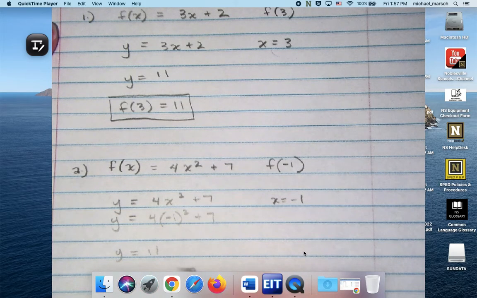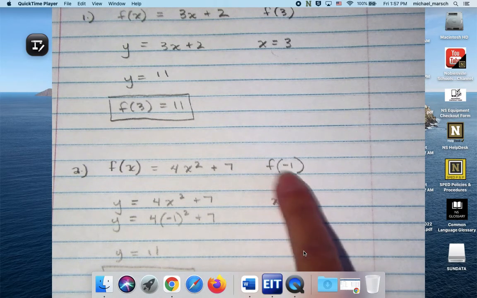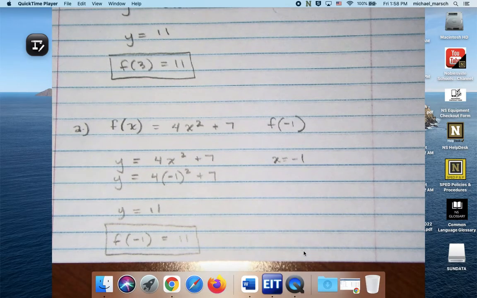I promise that was not on purpose. So what we're doing here is we're taking these function of x numbers, whatever we put, we're substituting it in, and then we get our function of that number, also known as our y.